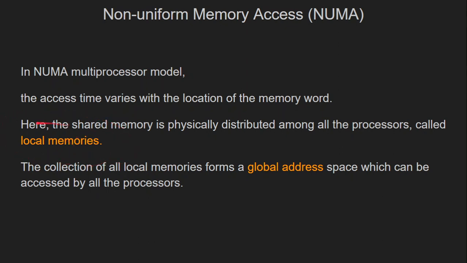All these local memories form a global memory, which is a global address space that can be accessed by all the processors. What it means is that every processor has its own local memory to access, and at the same time all the local memories are put together in a collection called the global address space. The processors can access both their local memory as well as the global memory. Local memory belongs to its own processor, and global memory is common to all the processors. So this is how non-uniform memory access takes place.